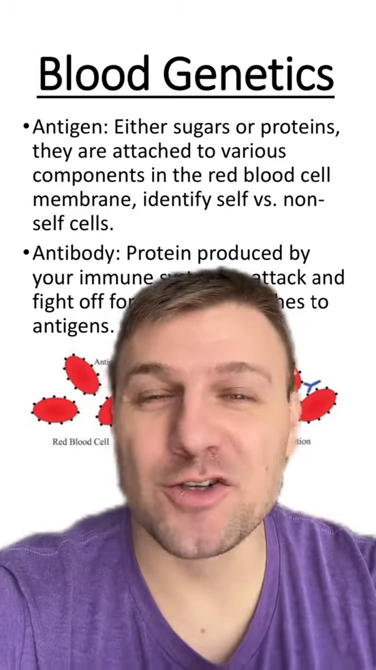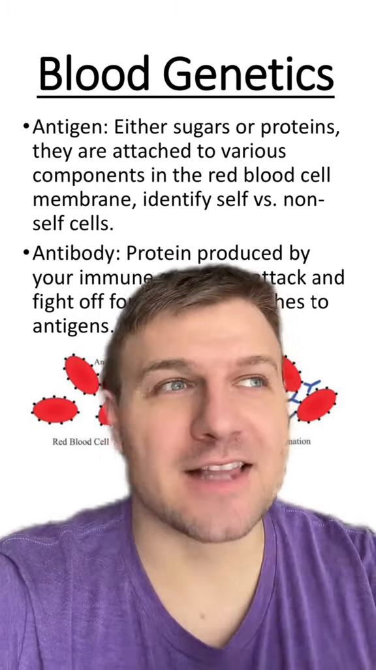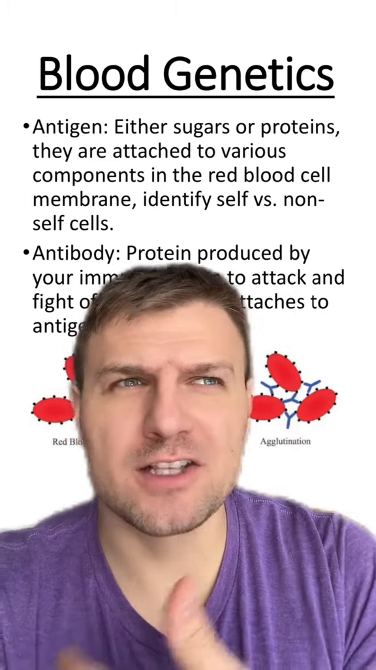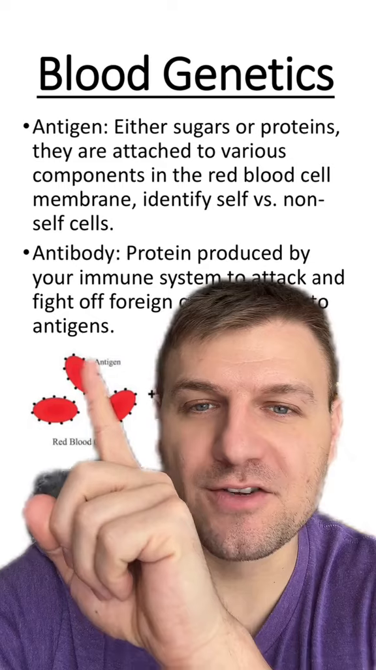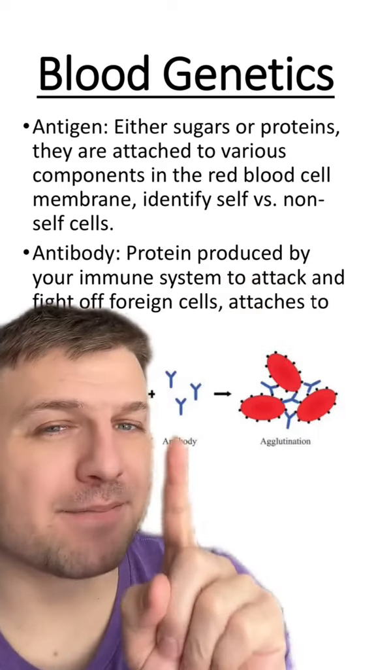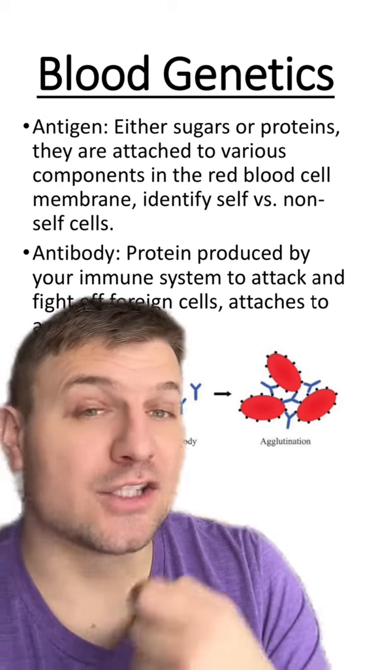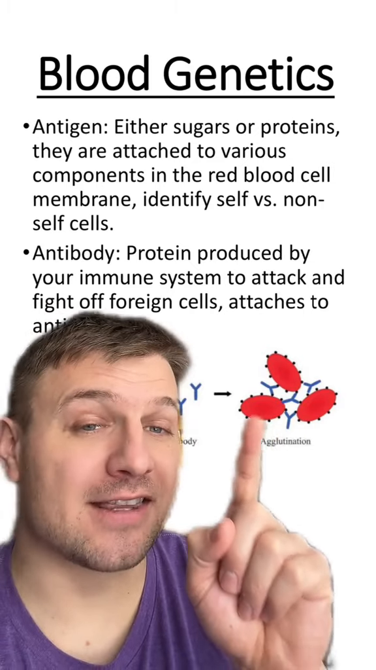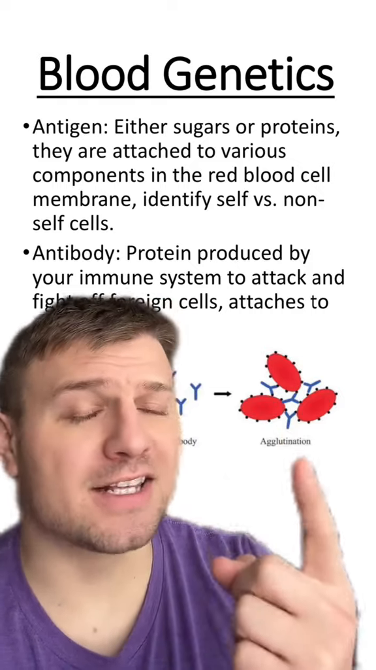I like to give the analogy for antigens as being a flag on your cells. These flags allow your immune system to determine what cells are your cells and what cells might be invading cells. You can see our red blood cells here with these antigens. These are the markers on the cell. Now, antibodies are proteins that your immune system will use to identify and target foreign cells. These antibodies will attach to the antigens of cells and they'll start an immune response. Usually in the blood, it's coagulation.